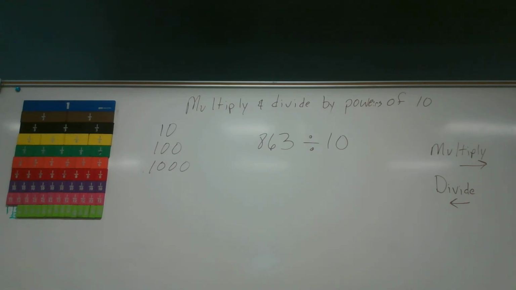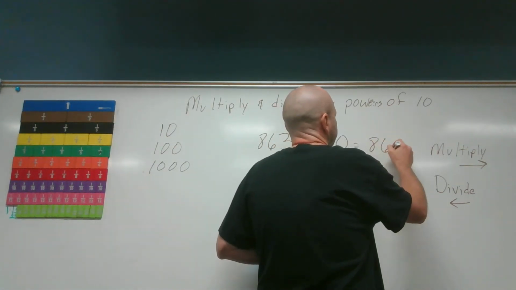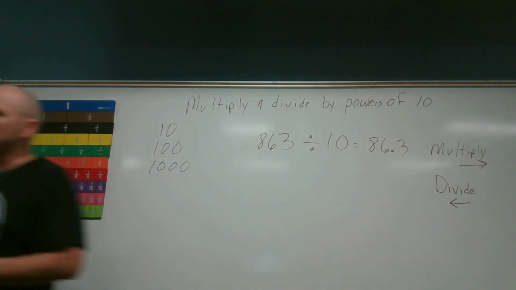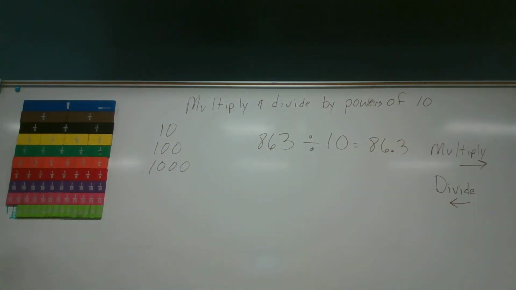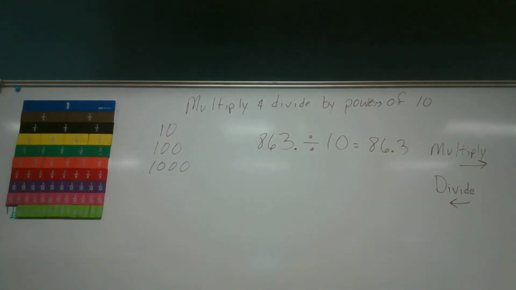Jonas, what is 863 divided by 10? 86.3. How did he get that? Well, he found the ones place since he didn't see the decimal point. The decimal point is behind the ones place, behind the 3. Dividing by 10 moves it to the left. And since it's 10, it moves it to the left one time.